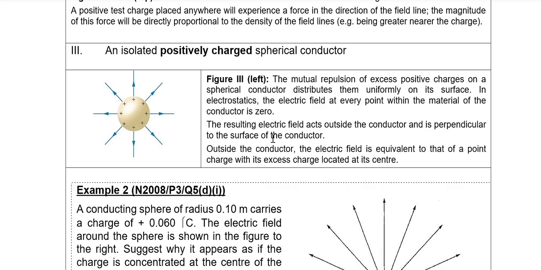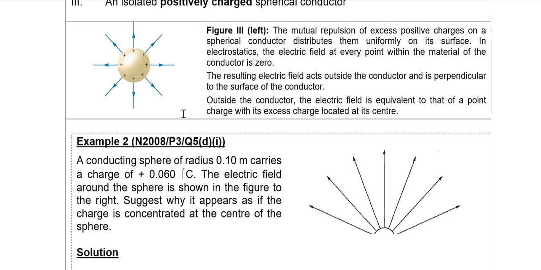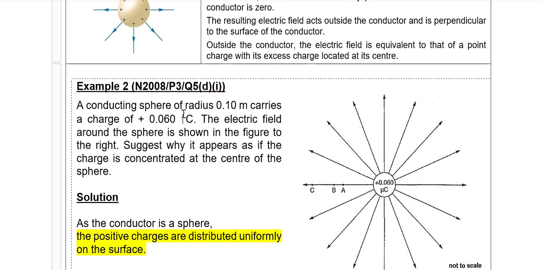Okay, so the resultant field only acts outside the conductor and is perpendicular to the surface of the conductor. And outside the conductor, the electric field strength is equivalent to that of a point charge with its excess charge located at the center. So from the outside, when we look at the field, we cannot tell whether this is a spherical conductor or a point charge. To us, looking from here, there's no difference between the two, because for a positive point charge, I will see the exact same lines. So this is an example that demonstrates that idea well.